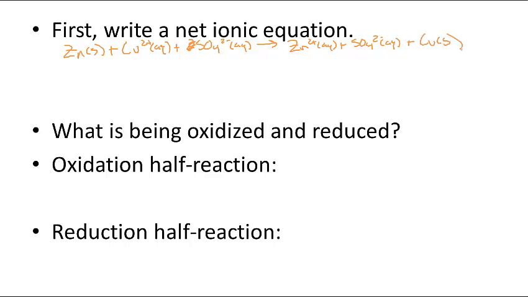All right. So for that net ionic equation, what is the same on both sides? What did not change? SO4 2 minus. And what do we call that? Spectator ion. So my whole net ionic equation is just this.